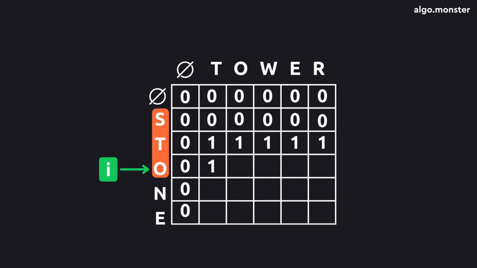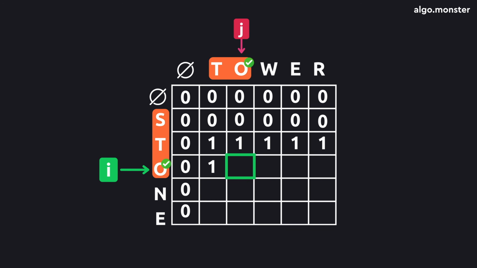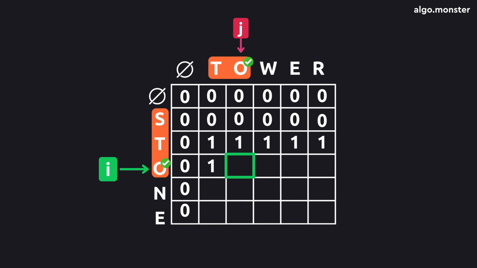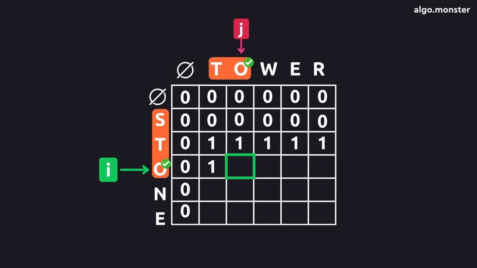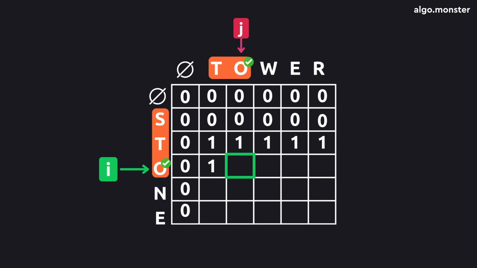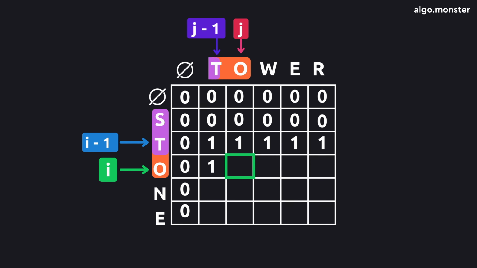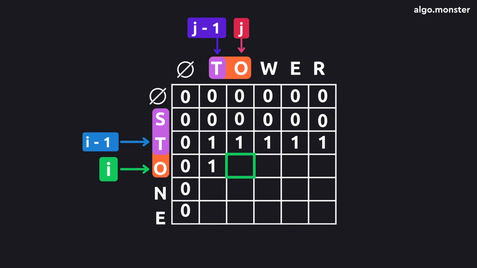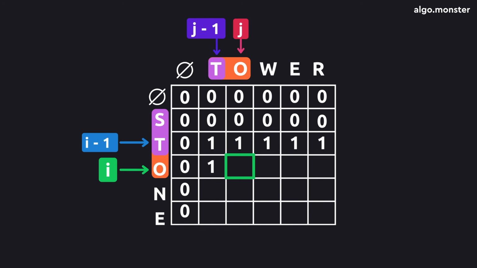Imagine we're standing at the cell dp[i][j], and we're looking at the corresponding characters in both strings. And now we have two possible cases. First case, the characters match. Suppose we compare "sto" and "to". The last letters are o and o. They are the same. That means this letter will definitely be part of our common subsequence, because it exists in both strings at the current positions. So what was the longest common subsequence before this character? That would be for "st" and "t" without the last letters.